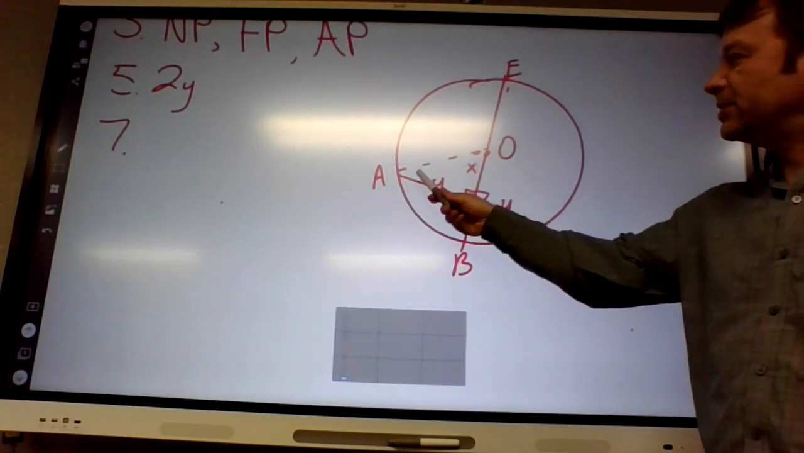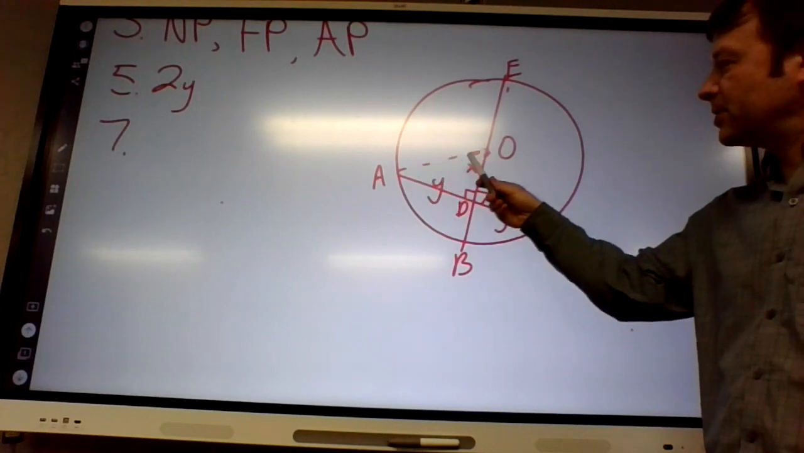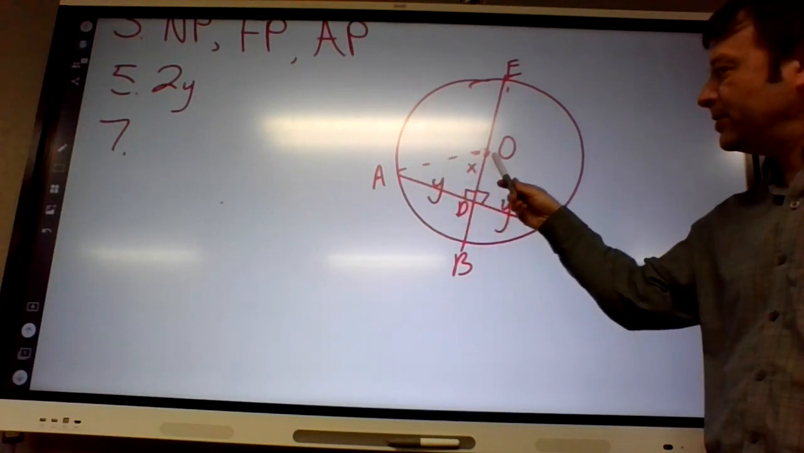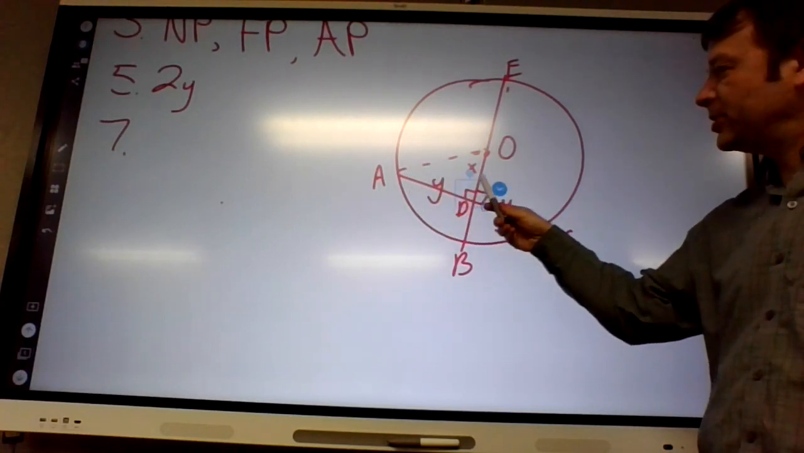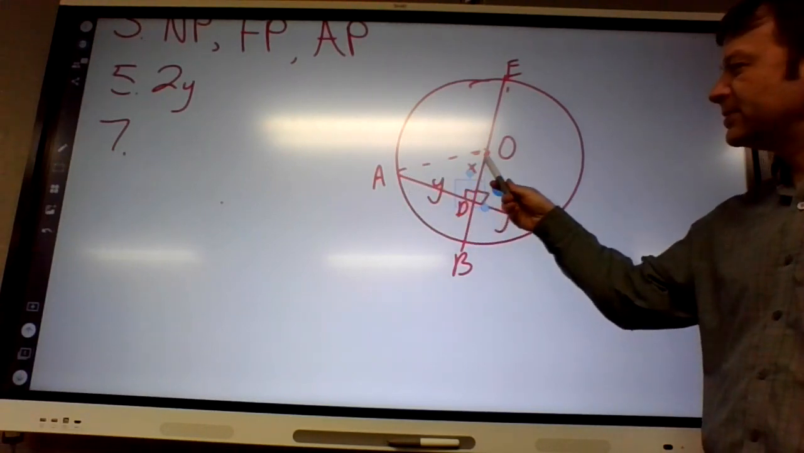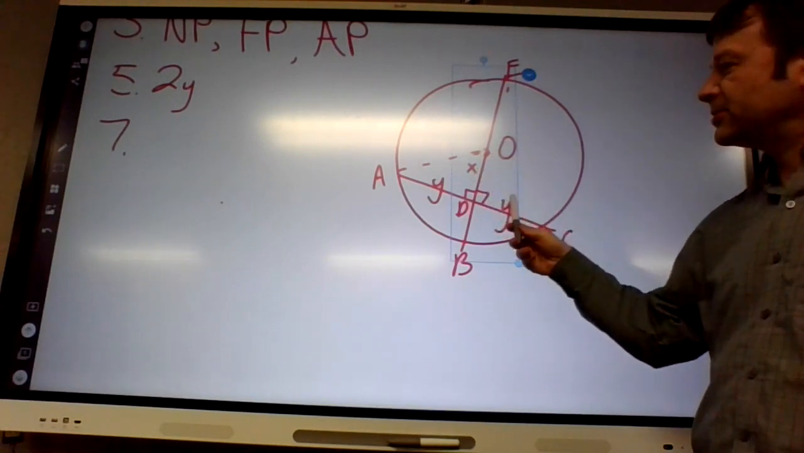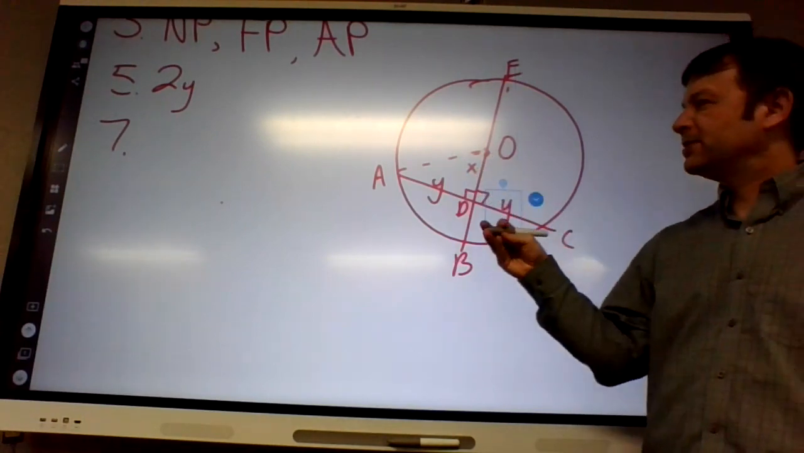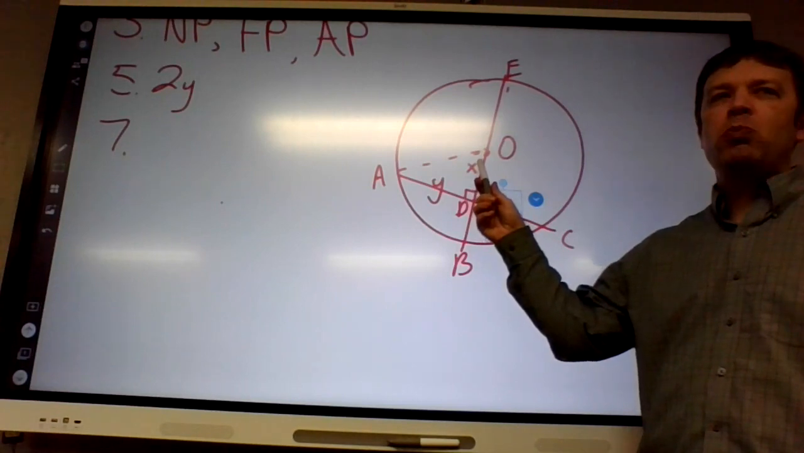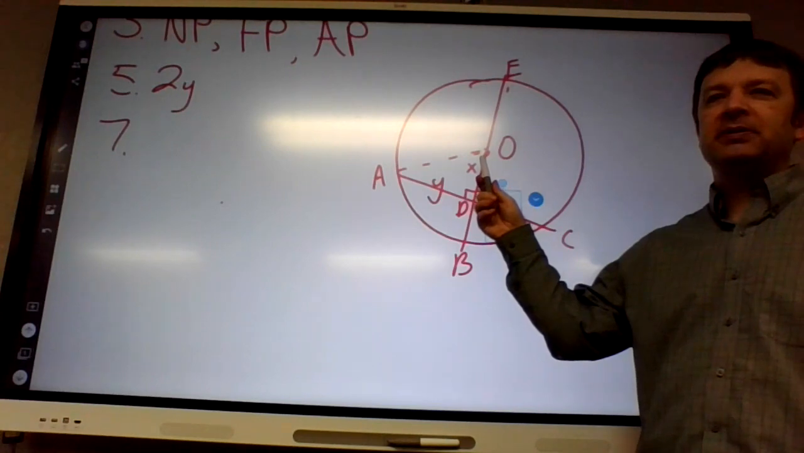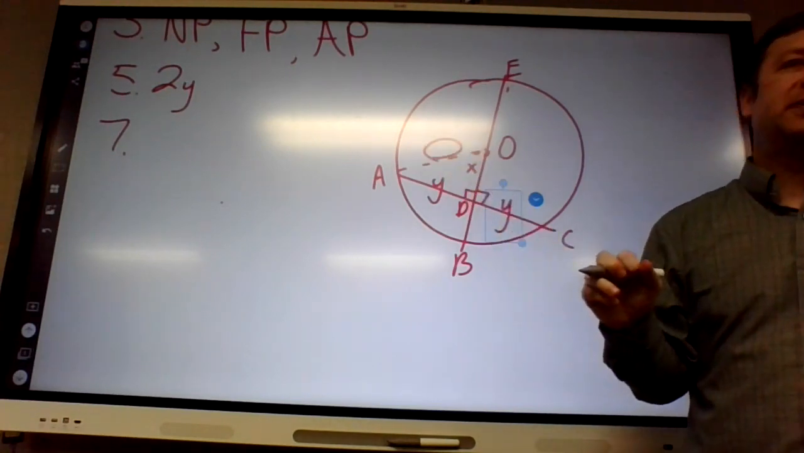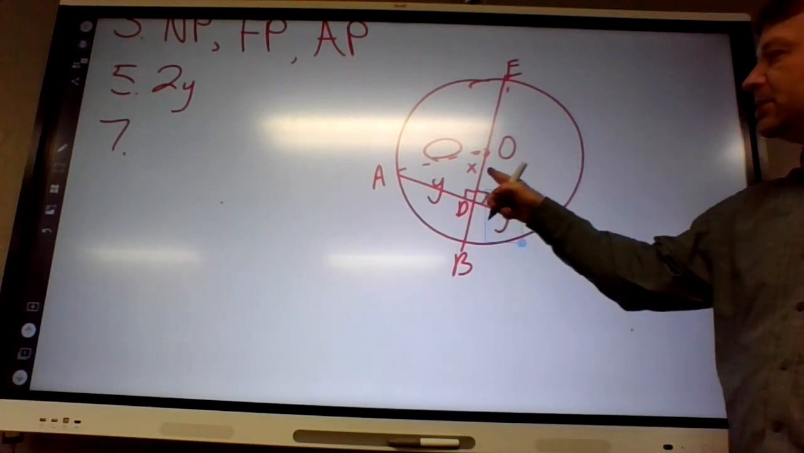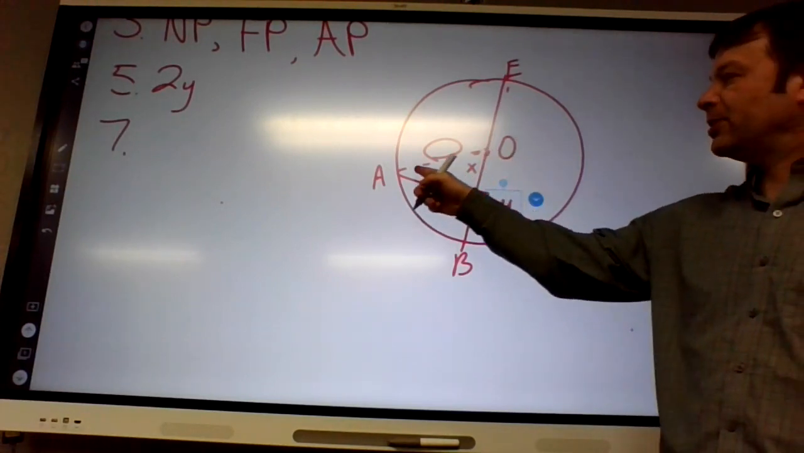Okay. So this right here is a radius. See this little triangle right here? It's a what? A right triangle. What do we know about right triangles? No, it's not 30, 60, 90. What else do we know about right triangles? How do we find the missing length of the side of a right triangle? Pythagorean theorem. So we have an X and a Y.